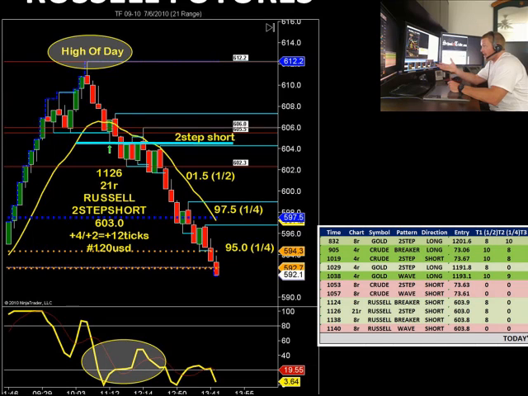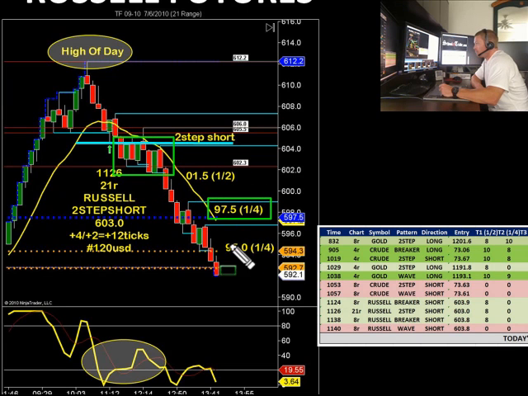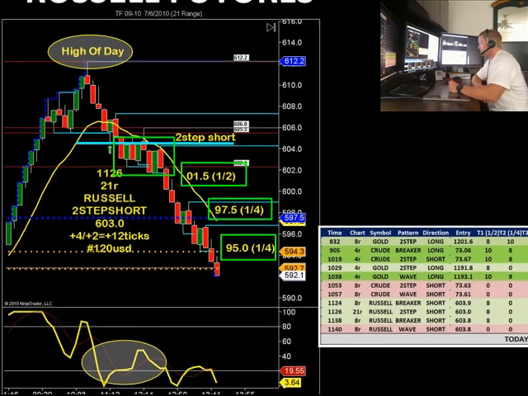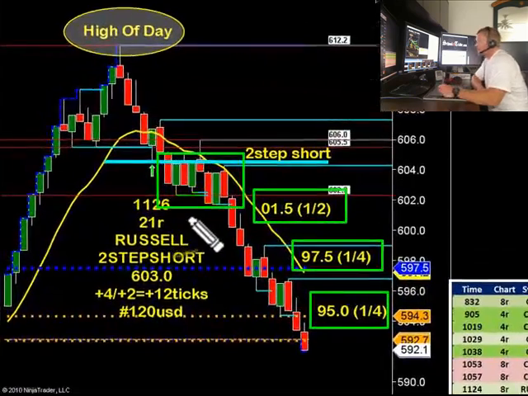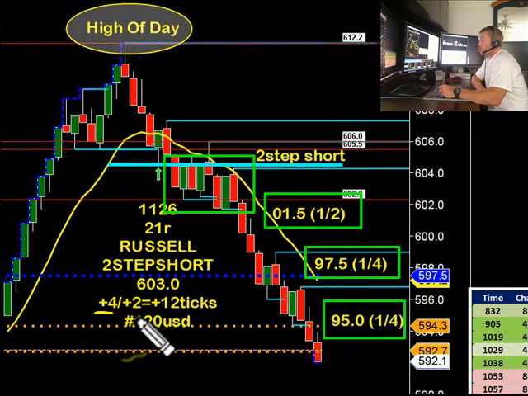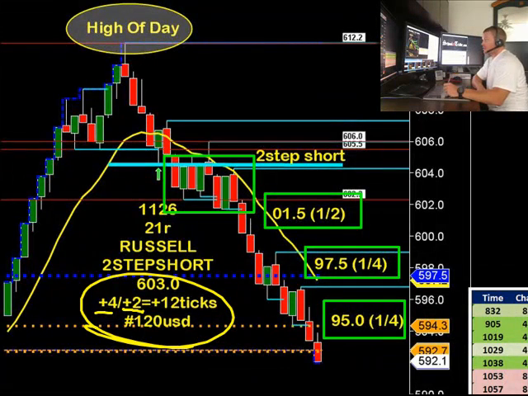We were going to take half off at 1.5, and then a quarter off at 97.5, and a final quarter off at 95 even. So you can see, guys, if it wasn't for this darn choppy period right here, we had our entire trade planned out, and we would have had all 3 profit targets filled. Look at that nice big move to the downside there. That's okay, though. We got bounced out early. Took 2 off at 4, 2 off at 2. That's going to be 12 ticks, 120 USD.